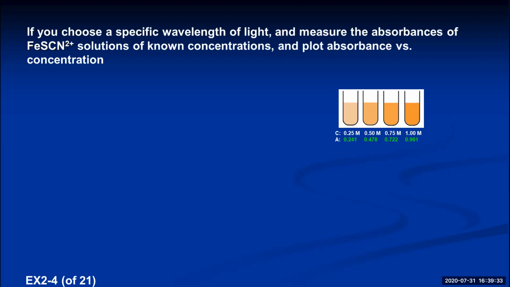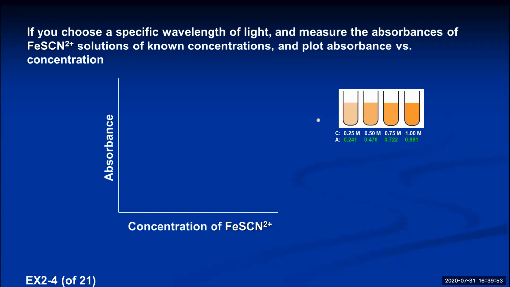And at least notice at this point, the lowest concentration, the 0.25 molar, has the lowest absorbance, 0.241, and the highest concentration has the highest absorbance, 0.961. That's what we were saying, that the concentration of the colored component is going to be proportional to its absorbance. Well, if we actually take these concentrations and these absorbances and we make a graph, we will find that the relationship between absorbance and concentration is a perfectly linear relationship.